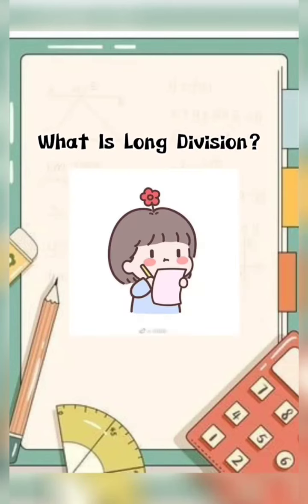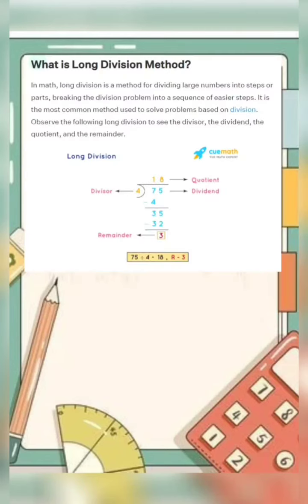What is a long division? In math, long division is a method for dividing large numbers into steps or parts, breaking the division problems into a sequence of easier steps. It is the most common method used to solve problems based on division.